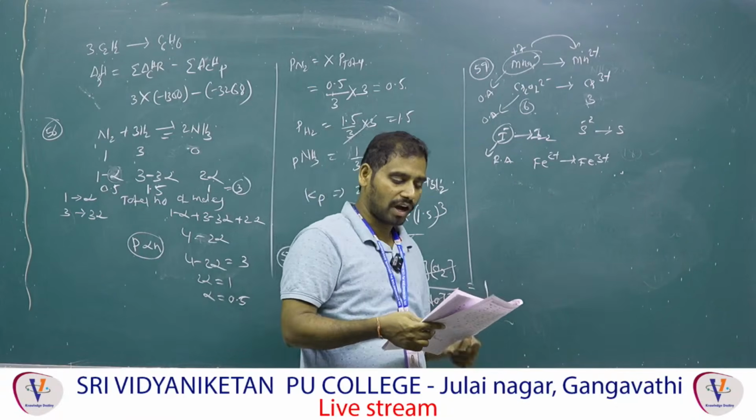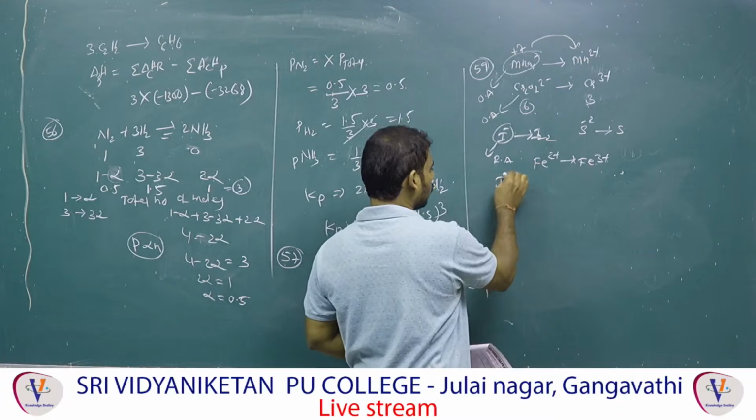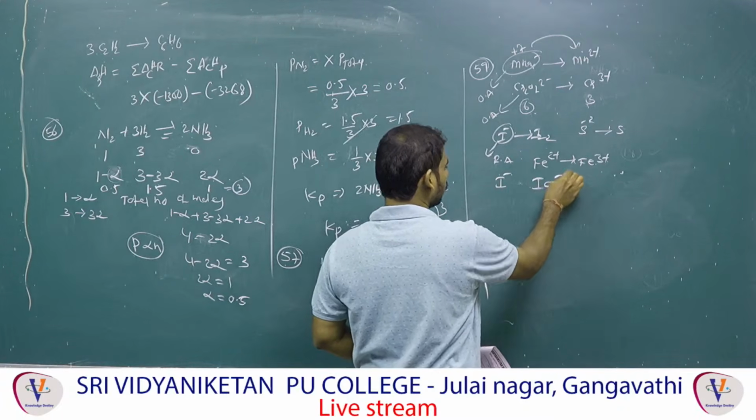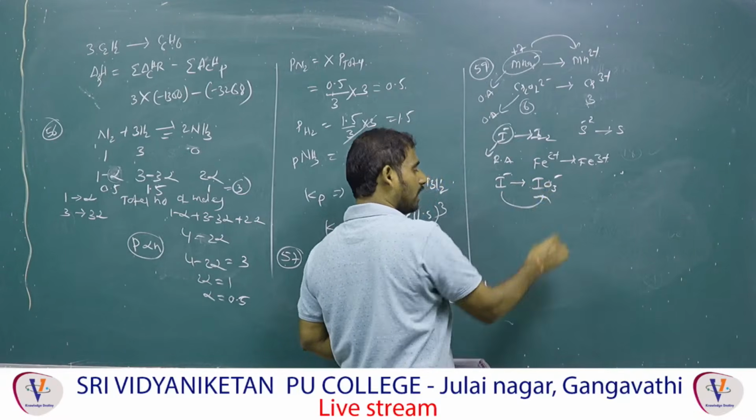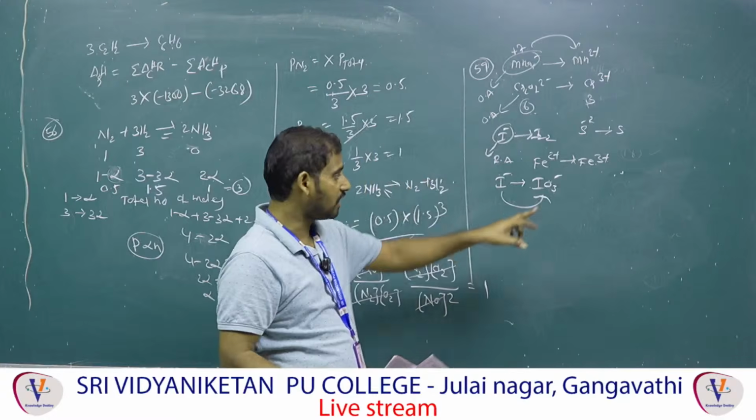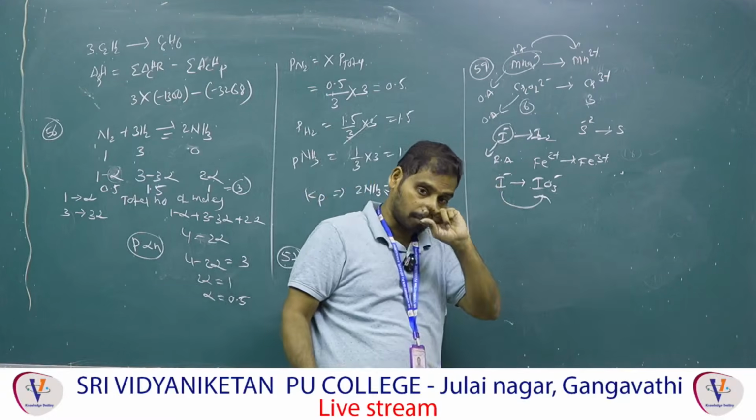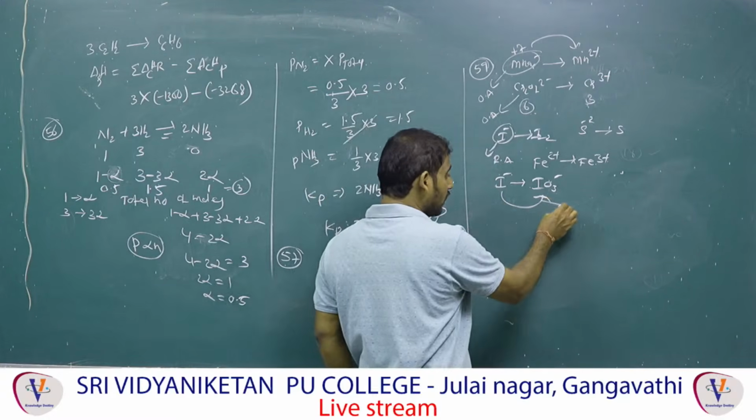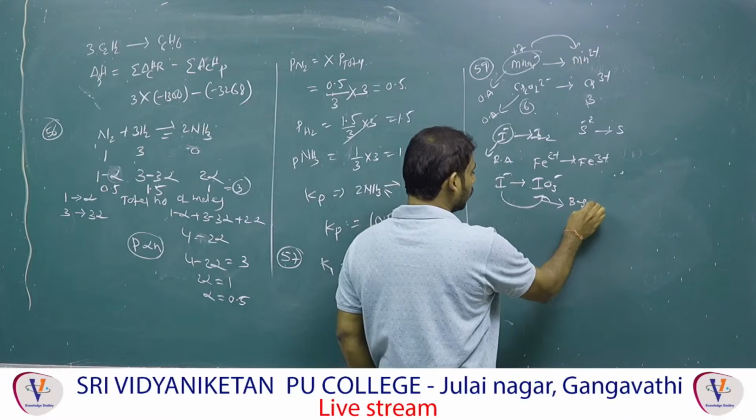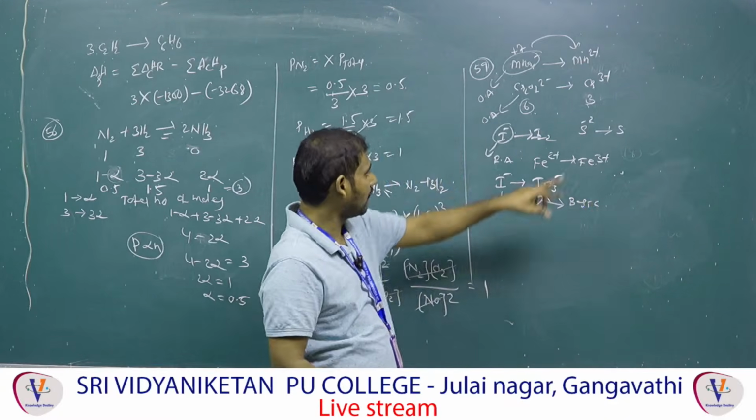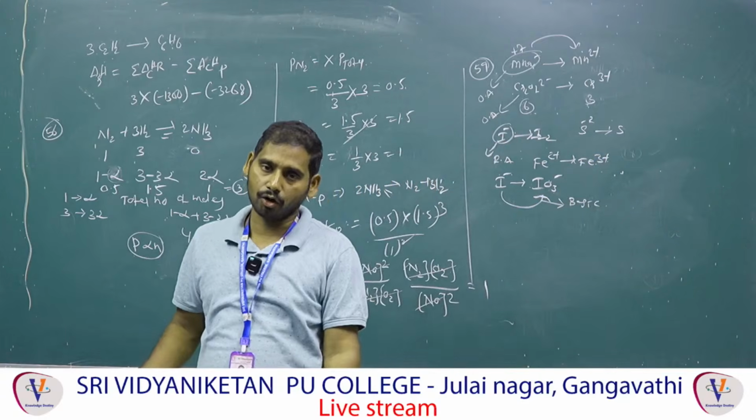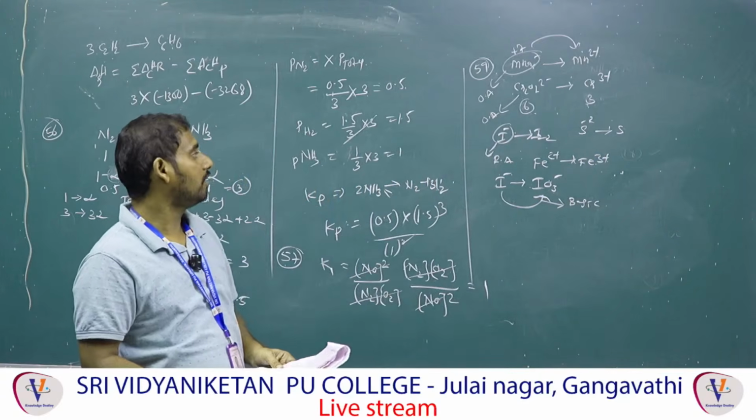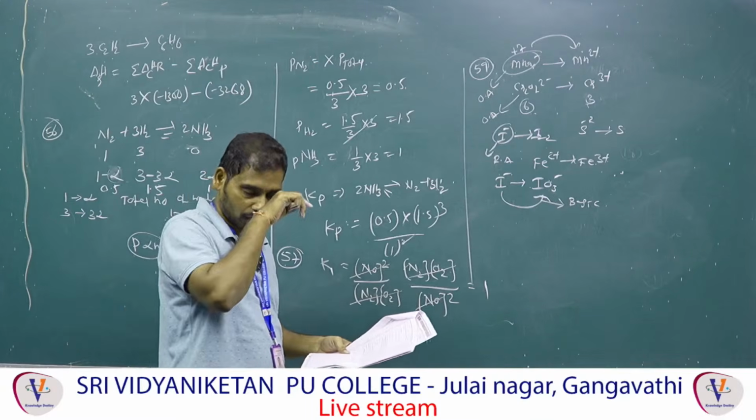Remaining option 4: I minus to IO3 minus. I minus is minus 1. Minus 1 to plus 5 means oxidation increases. This is also acting as a reducing agent, but this can be done only in basic medium. These all are done in acidic medium. So how to know acidic medium or basic medium? Which chapter will you get this in? What do you call it?